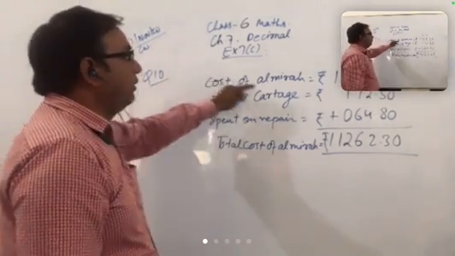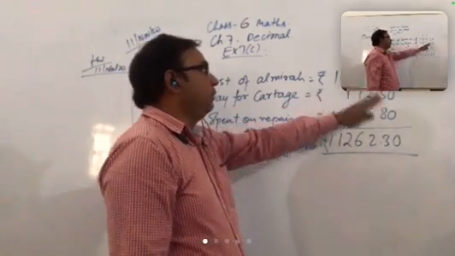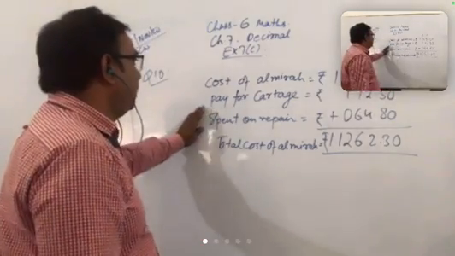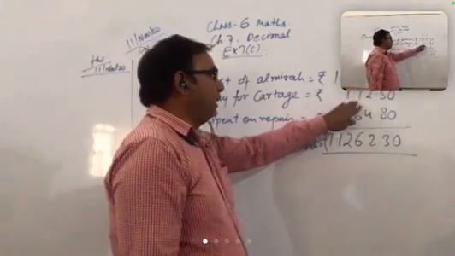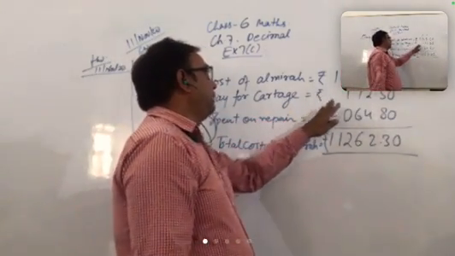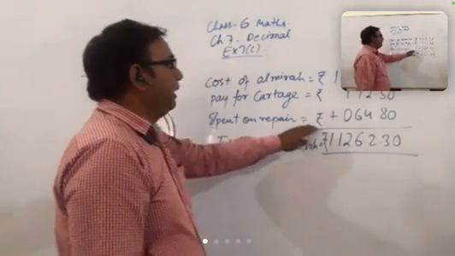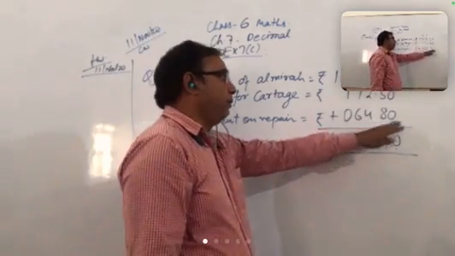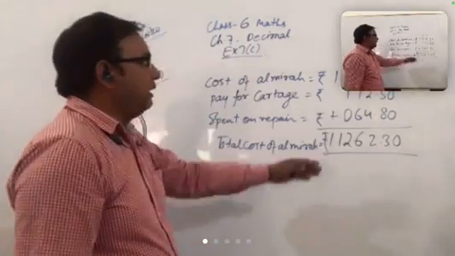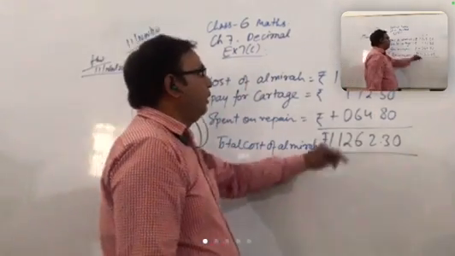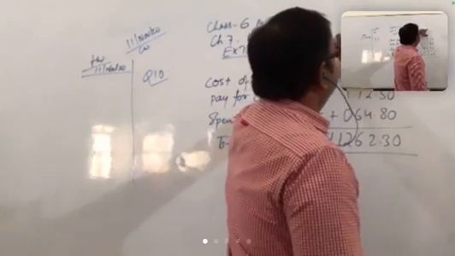So the cost of Almirah is rupees 11,025.00. Pay for cartridge is rupees 172.50. Then spent on repair is equal to 64.80. You just add these values and you get the total cost of Almirah.